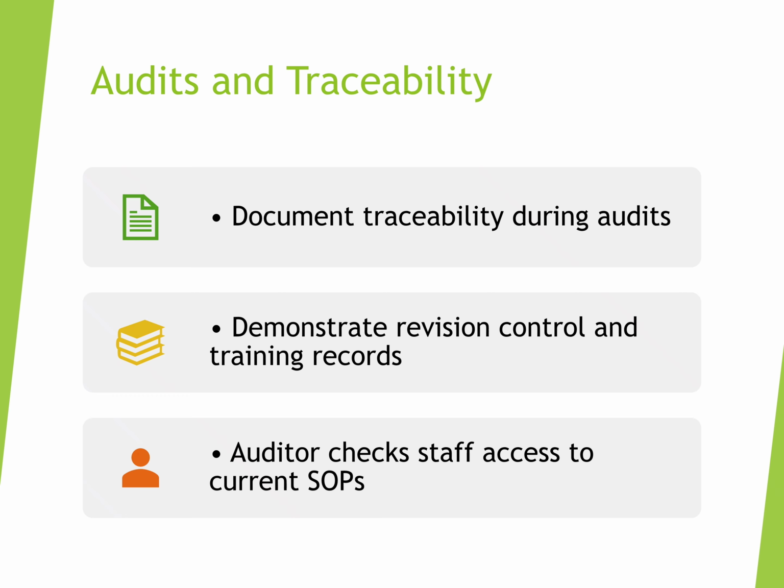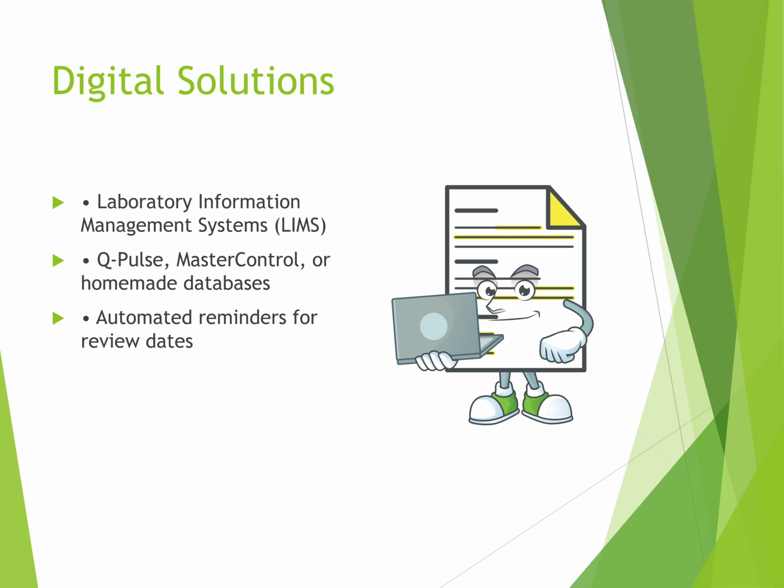Audits and traceability. During audits, inspectors often trace specific test results back to controlled documents. They'll check whether the SOP used was current and if staff had access and training records to prove competency. Modern labs use digital solutions like LIMS or QMS platforms to automate document control, send reminders for review dates, and maintain a clear audit trail.